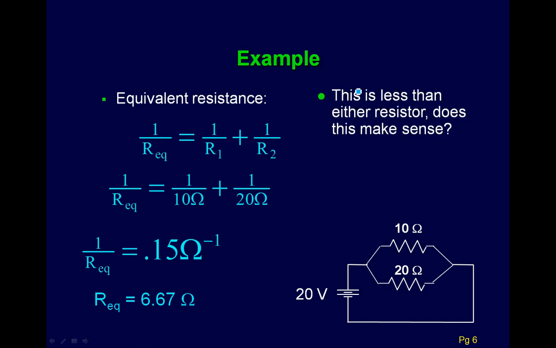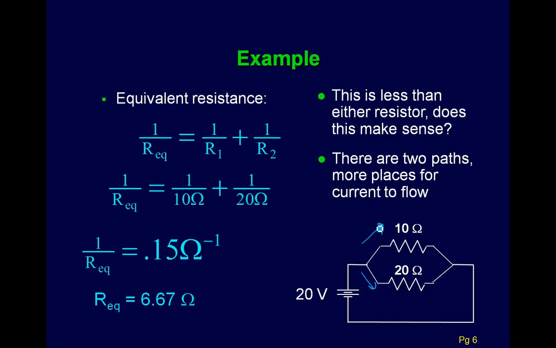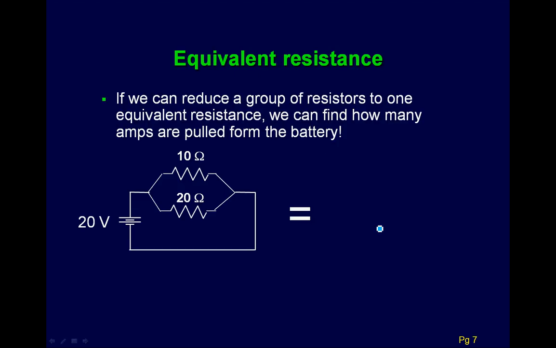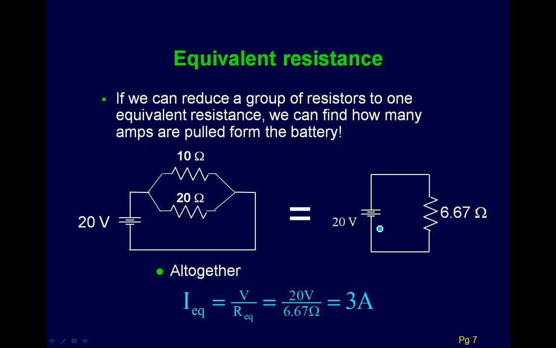So first of all, this is less than either resistor is. Does this make sense? It does make sense, hopefully. By adding two in parallel, you've given two paths for the electrons to go through, and so you've reduced the resistance by adding a new path. So there are two paths, more places for the current to flow. So when you're in parallel like this, the parallel equivalent will be less than either of the two. Now you can break this down to the simplest circuit in the world and solve for your current, and you get 3 amps. So that's probably the easiest way to do that.